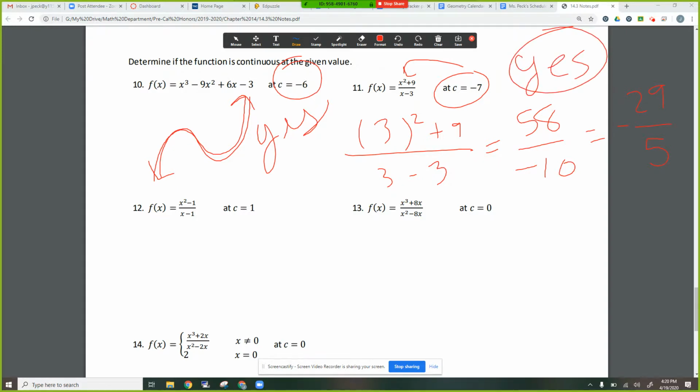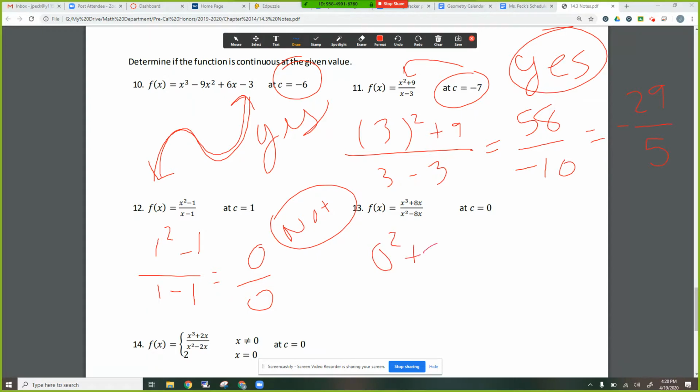Okay, if we look at 12, 1 squared minus 1 over 1 minus 1, well, we get 0 over 0, so that is not continuous. Same thing with 13, 0 squared plus 8 times 0, all over 0 squared minus 8 times 0. Once again, 0 over 0, so our answer is not continuous.